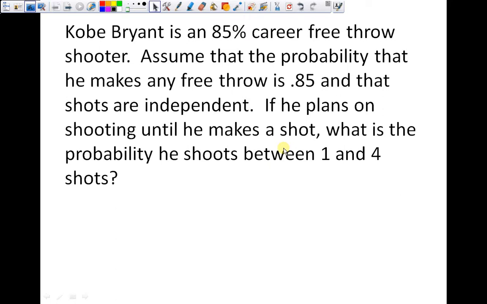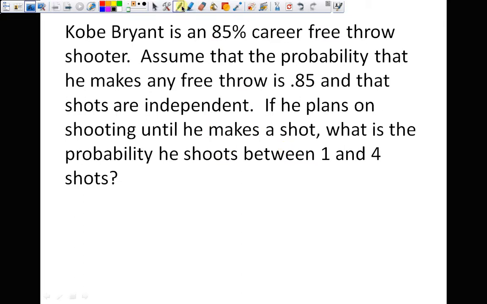So this says if he plans on shooting until he makes a shot, same scenario, what is the probability he shoots between 1 and 4 shots? Now it doesn't say whether that's inclusively or exclusively, but we'll assume that it's inclusively, which means we include 1 and 4. So what's the probability he shoots 1 shot? That would be he's got to make the first shot.